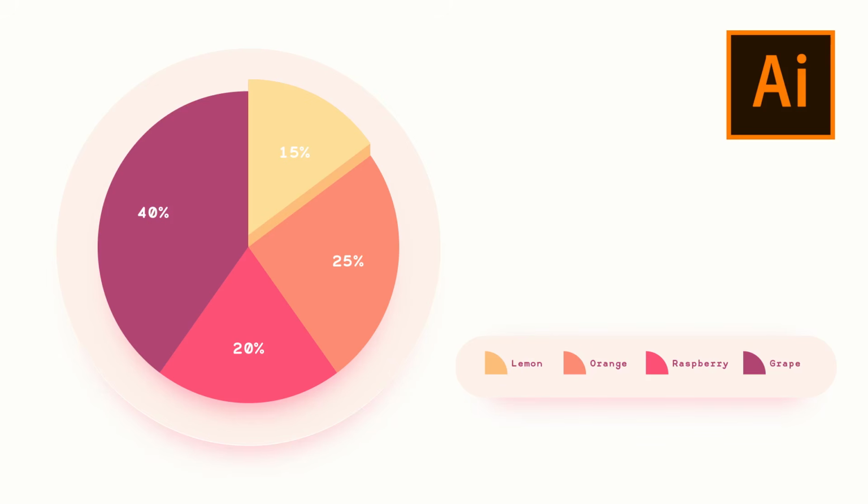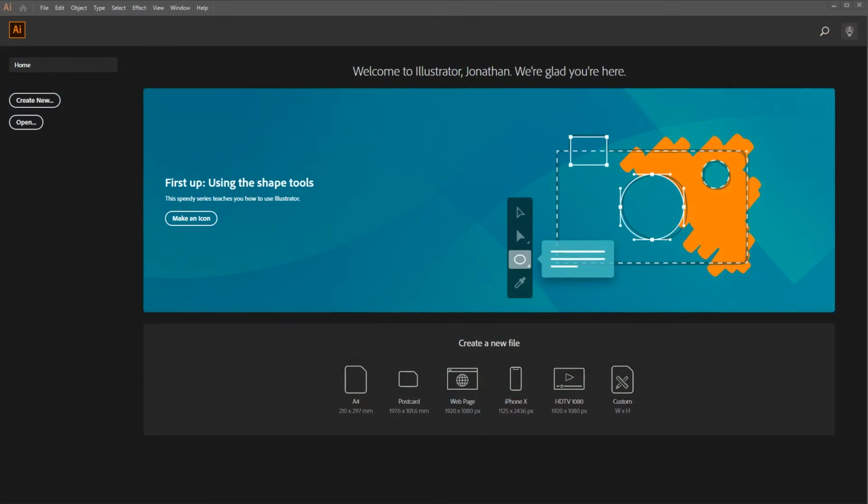Hi everyone, and welcome to how to create an editable pie chart in Adobe Illustrator. In this tutorial, you'll learn how to create one of these pie charts in Adobe Illustrator and how to easily stylize it. So let's get started by going into Adobe Illustrator and clicking on the Create New button.